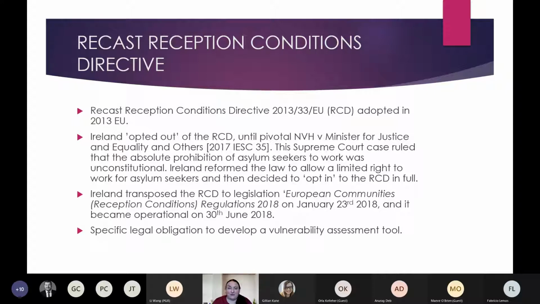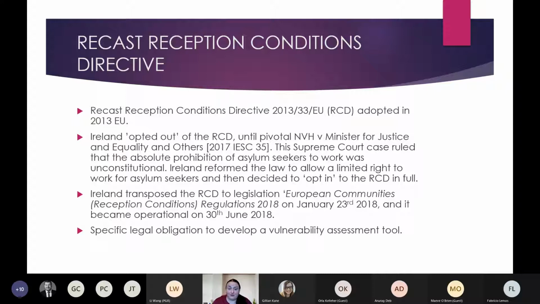This Supreme Court case ruled that the absolute prohibition of asylum seekers to work in Ireland was unconstitutional, and Ireland then reformed the law to allow a very limited right to work for asylum seekers. And then they decided to opt into the RCD in full at that stage. Ireland transposed the RCD to legislation called the European Communities Reception Conditions Regulation 2018 on January the 23rd, and it became operational on the 30th of June in 2018.